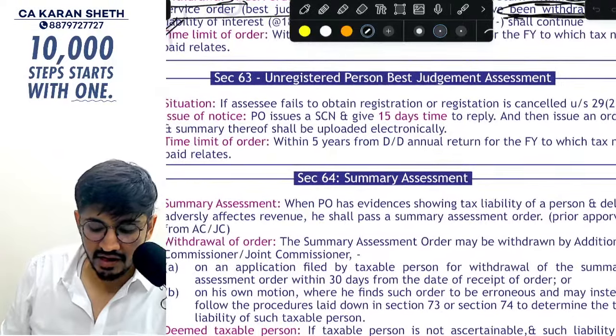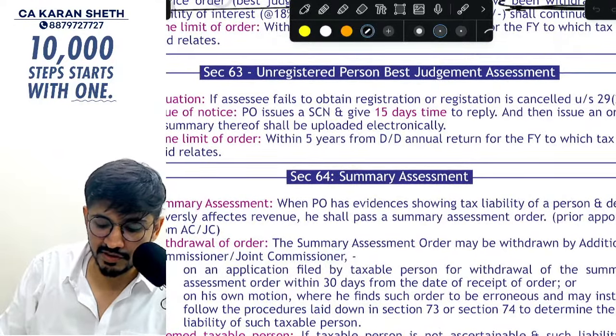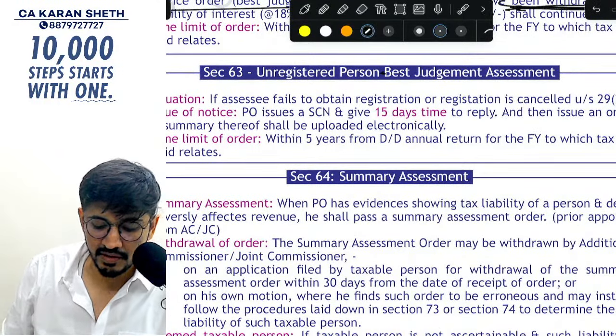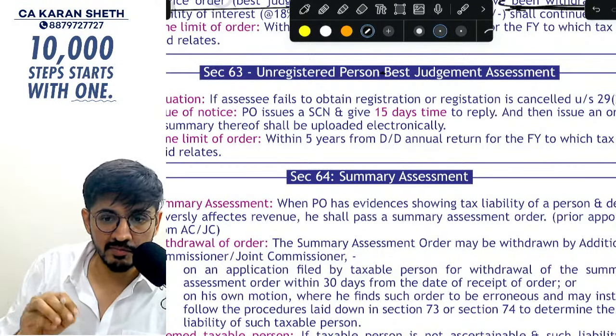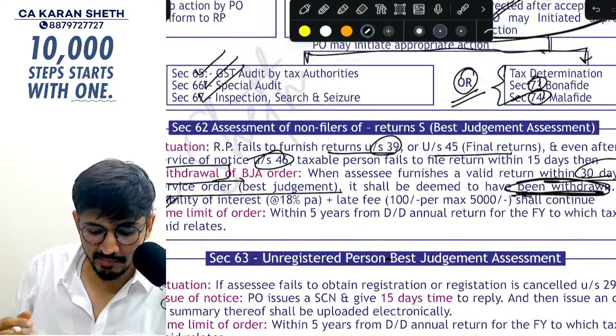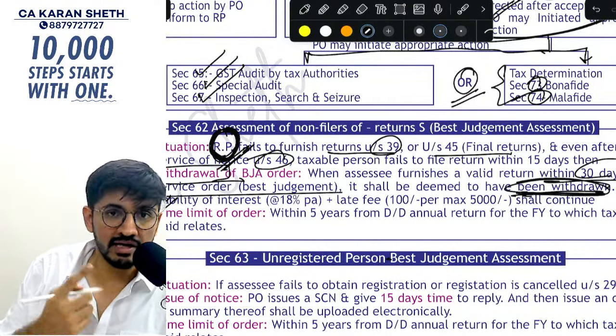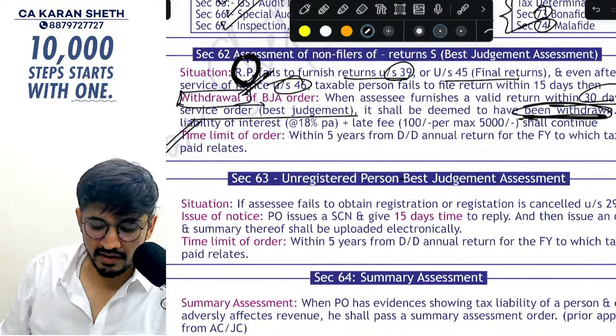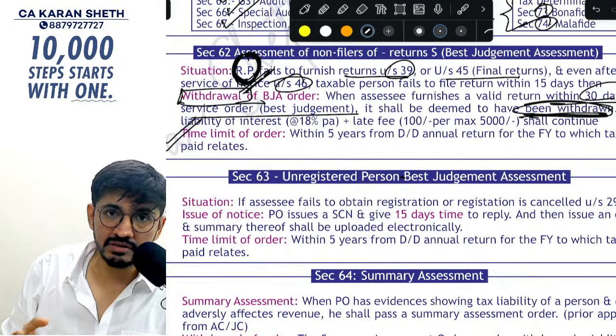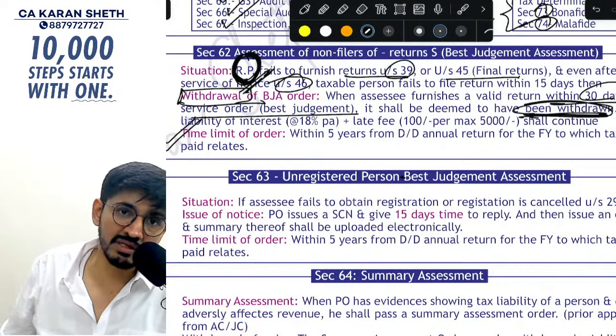Acha, unregistered person ka best judgment assessment. Now understand one thing. Initially you are a registered person. Sorry, I'm so sorry, my bad. Okay, who was not filing returns. Right? You were given a reminder notice. You did not file within 15 days. BGA came.